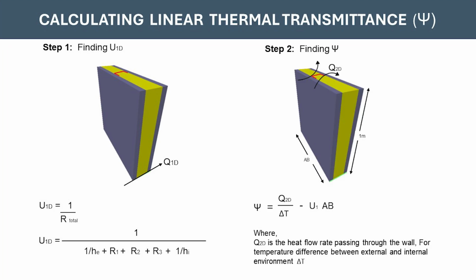Next, we measure the heat flow through the wall which has a thermal bridge, in our example, a metal stud in between. We then find the psi value by the equation mentioned here, where we divide heat flow rate by temperature difference and subtract 1D U value multiplied by width of the heat flow surface. Here we calculate coefficient of linear thermal transmittance psi value per meter. Hence height of the wall under evaluation would be 1 meter.